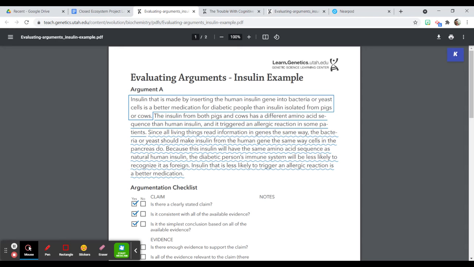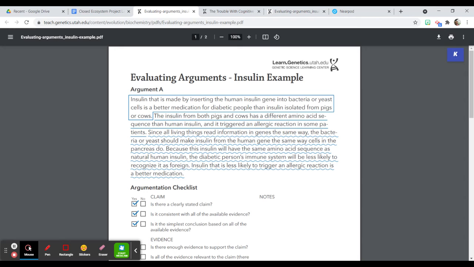This is the reasoning. Most times, reasoning can start with since or therefore, but it doesn't have to. Since all living things read information in genes the same way, the bacterial yeast should make insulin from the human gene the same way cells in a pancreas do. Because this insulin will have the same amino acid sequence as natural human insulin, the diabetic person's immune system will be less likely to recognize it as foreign. Insulin that is less likely to trigger an allergic reaction is a better medication.